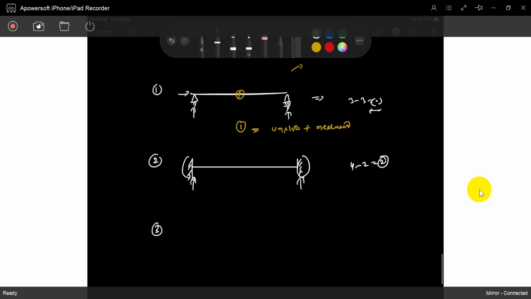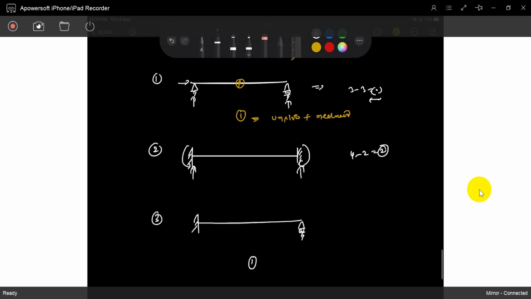So what is the 1? Propped cantilever is the 1. That's it. It has an indeterminacy of 1. Are you understood? It has an indeterminacy of 1, you already know it. Now you can observe it.